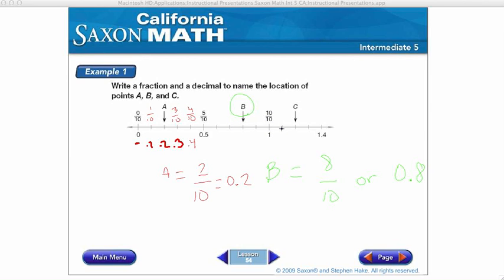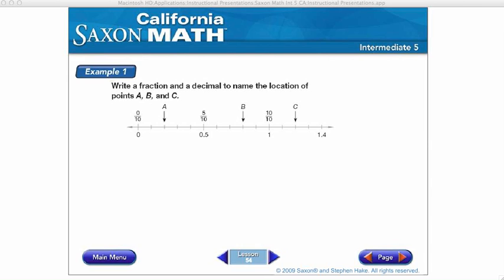So this would be 1 and 1/10, 1 and 2/10. So C equals 1 whole and 2/10 or 1.2. Okay, so you need to make sure that you give both the decimal and the fraction for each problem. There we go. All right, let's go on to example 2.